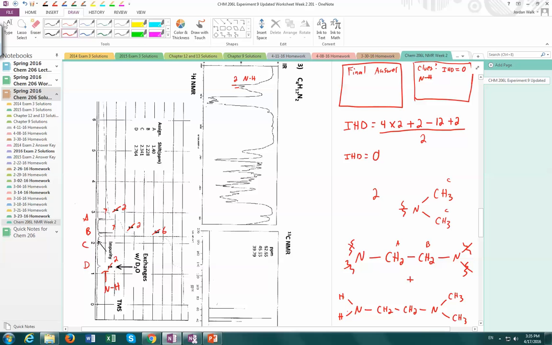So let's see, our carbon spectrum lists 3 peaks. That means there's going to be 3 sets of carbons. Does that make sense? Yeah, because these 2 right here are chemically equivalent, and so they account for the singlet in the proton spectrum, and so this seems to make pretty good sense to me.